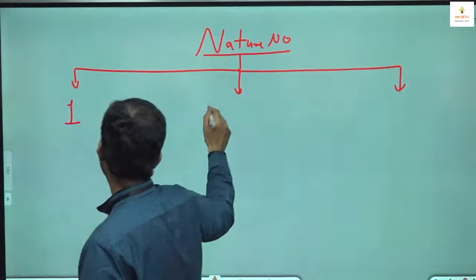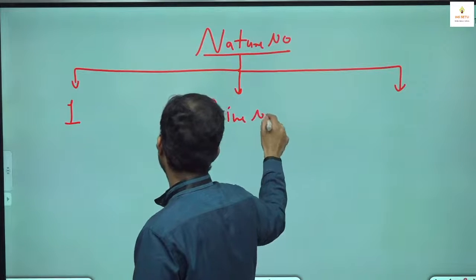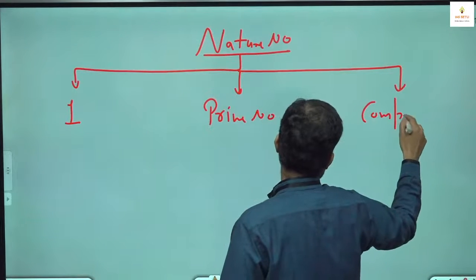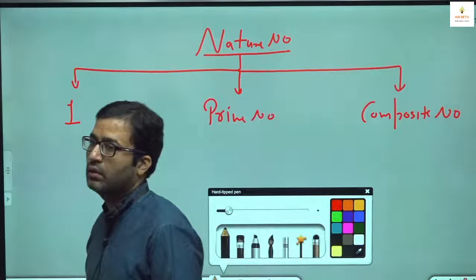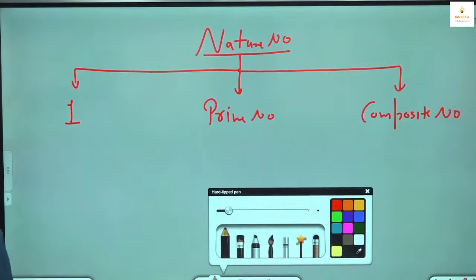1, प्राइम नंबर, कंपोजिट नंबर. 1, prime number, composite number. There is no overlapping. One is different, prime number is different, composite number is different. Can anyone tell me what is the reason for this categorization? Number of divisors or number of factors? What is the reason behind this categorization is number of factors.